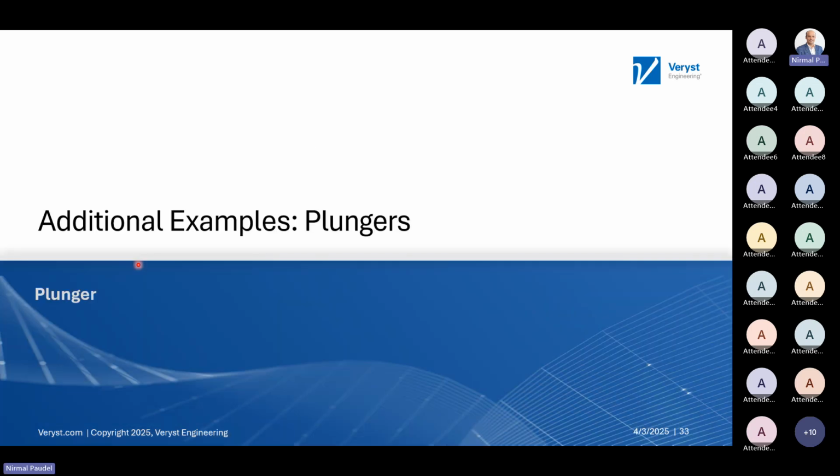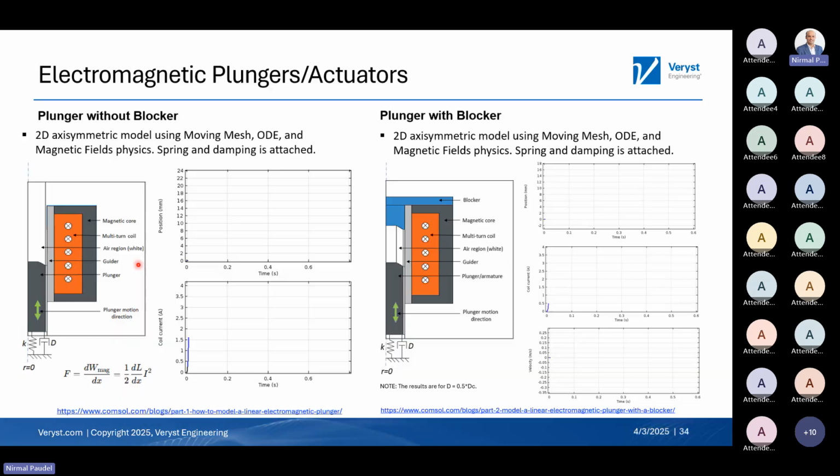Right, so let's look into additional examples that are for plunger. On the very left, we have an electromagnetic plunger. What we have here is a plunger that is made of magnetic material. It is attached to some kind of stiffness and a damper mechanism. And then we have a slider, which is non-magnetic, which will allow this plunger to slide through. There is a coil, and then we have a housing that's made of magnetic material.